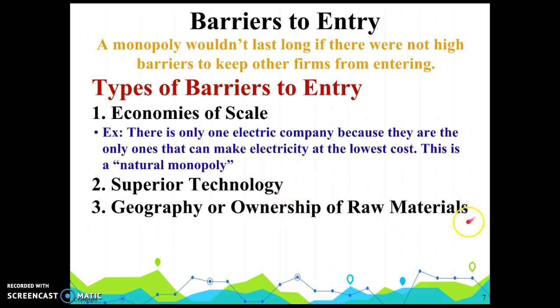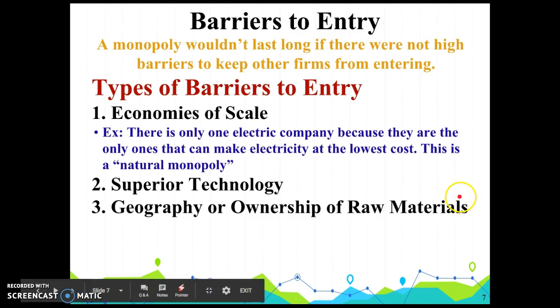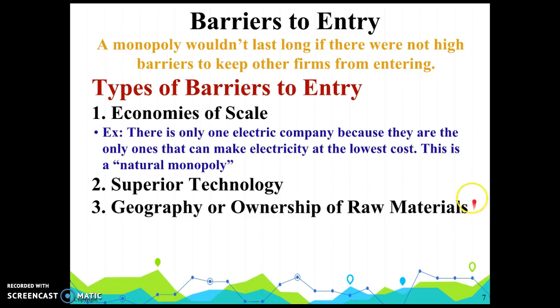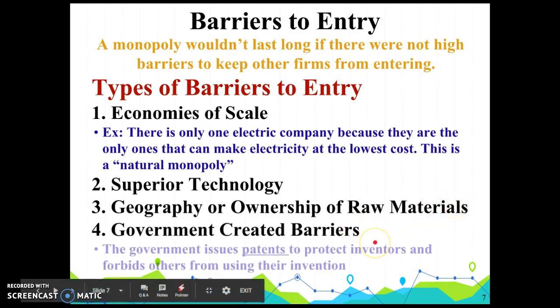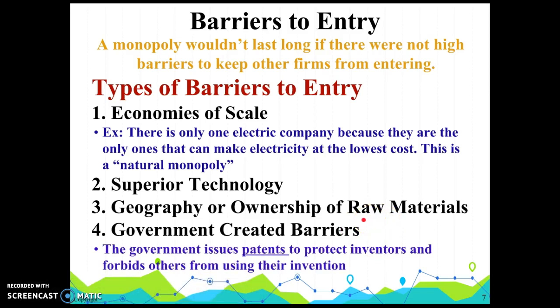In terms of the jewelry companies or the diamond companies, if they own the mines in Africa, they own the right to mine in those mines, and you just can't walk on in there and start mining their diamonds. They own those mines, so they own the raw materials, and you can't get it. Government created barriers. These are like patents, right? If I make a drug that cures all cancer, the government will reward me with a patent that lasts a certain number of years, which will create a monopoly on my drug.